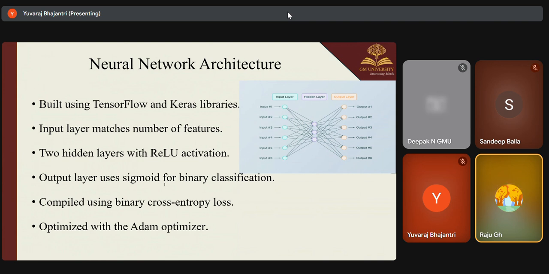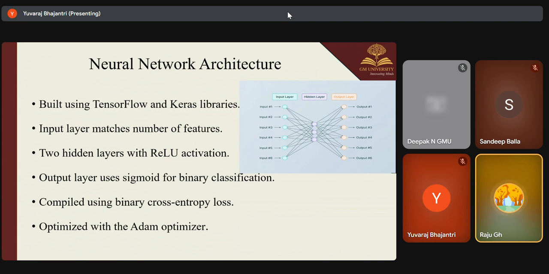Myself Raju GH. Today we are discussing the neural network architecture. On this slide, we explain the neural network architecture used for term deposit subscription prediction. The model is built using TensorFlow and Keras libraries. The input layer corresponds to the number of features in the dataset. Two hidden layers use the ReLU activation function to introduce non-linearity. The output layer uses a sigmoid activation function.